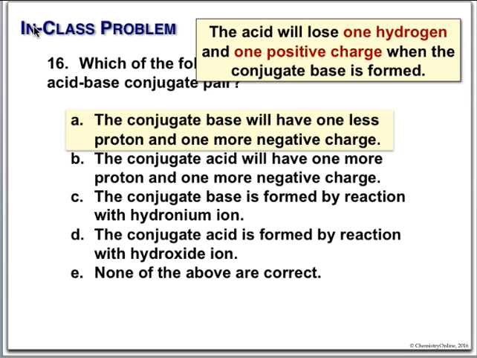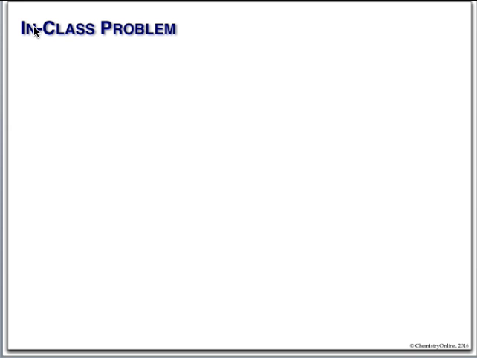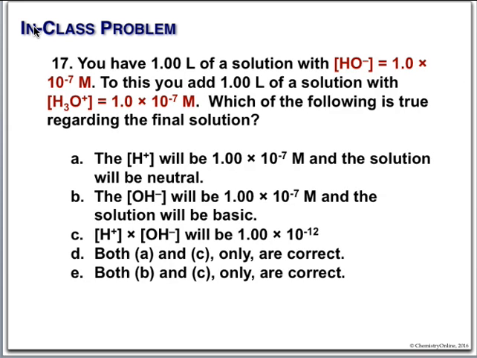I was asked a little bit earlier about trick questions. The closest thing to a trick question is this next one, and I like this question. We have 1 liter of a solution. Hydroxide is 10 to the minus 7 molar. We're going to add 1 liter of a solution that has hydronium at 10 to the minus 7 molar. Which of these is correct?